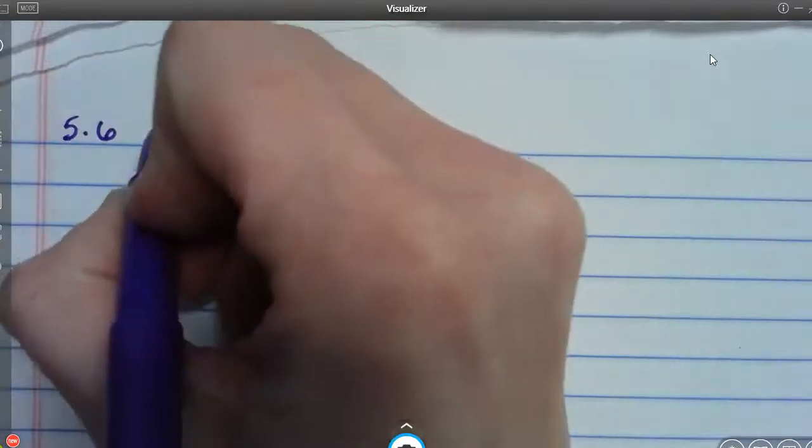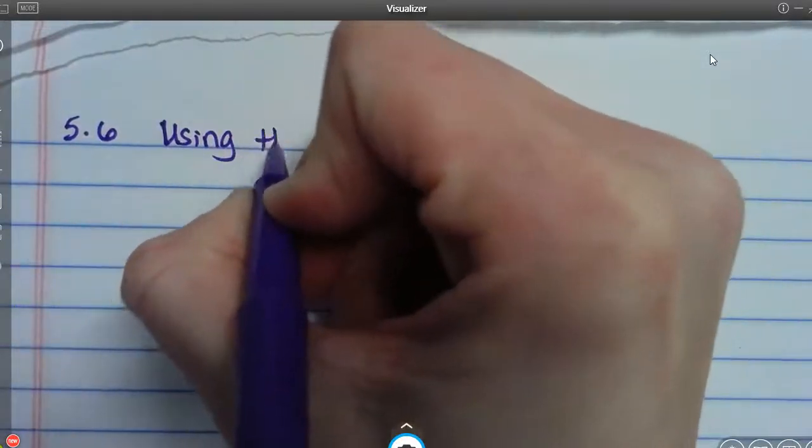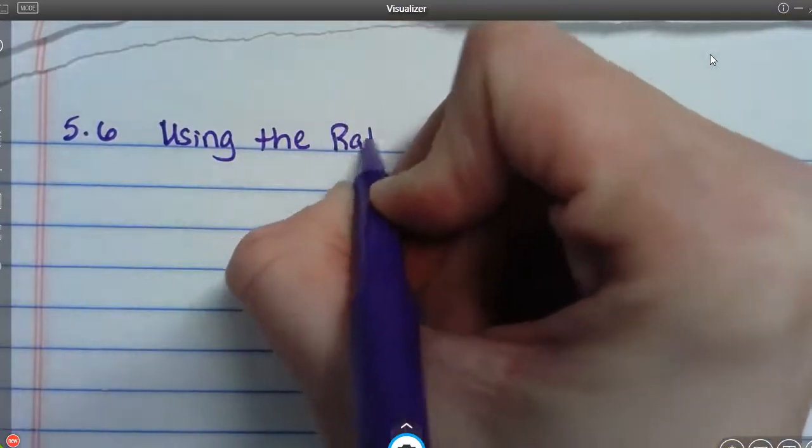Okay, time to put everything together. Here is section 6. I'm just going to call this using the rational root theorem.